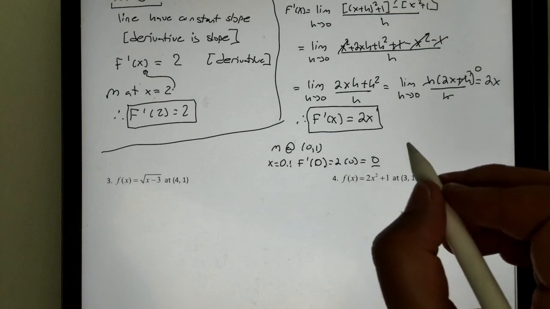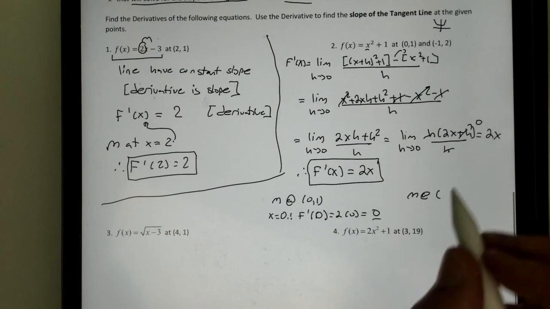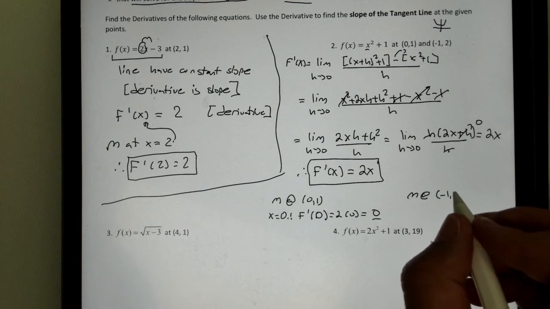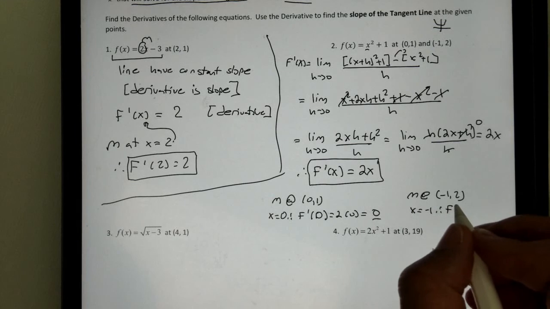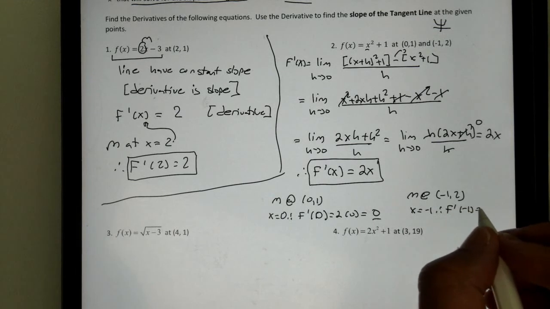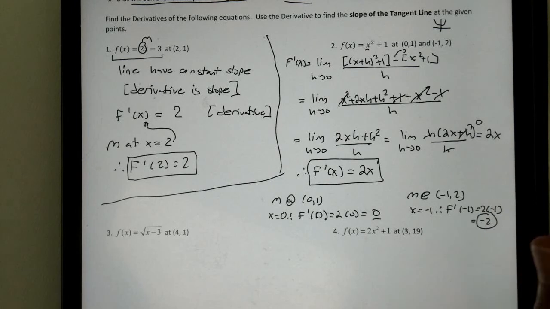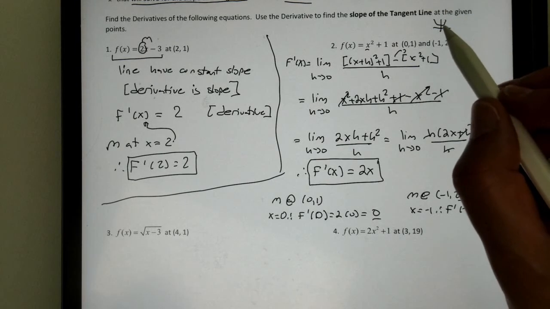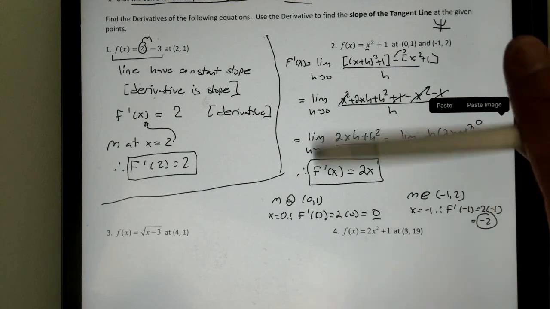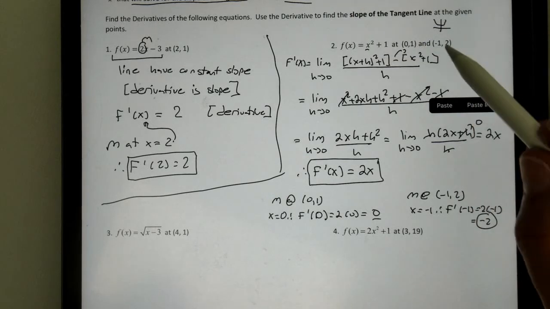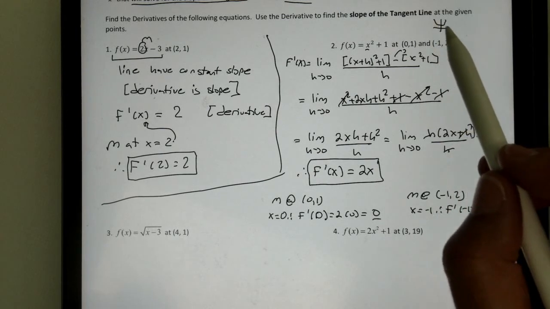If I want to find the slope at the next point, negative 1, 2, in this case x is negative 1. Therefore, the slope, or the derivative at negative 1, is 2 times negative 1, which is negative 2. And if we look at the graph, we kind of see that at 0 it is horizontal, a slope of 0, and at negative 1, the slope does look like it's negative 2.